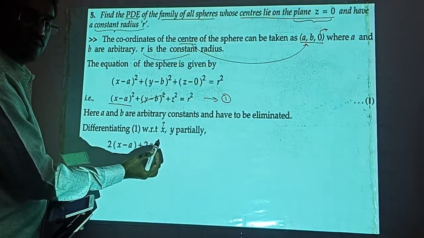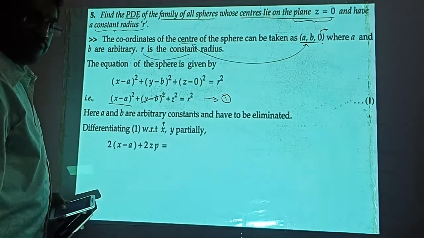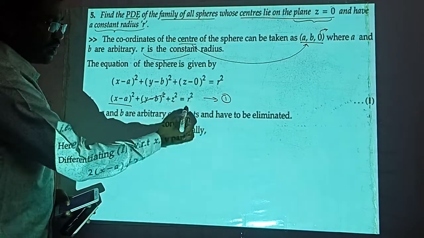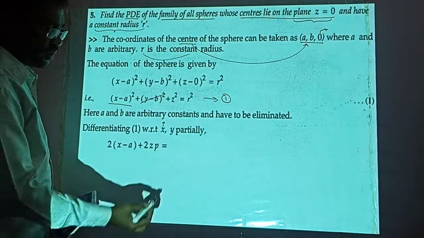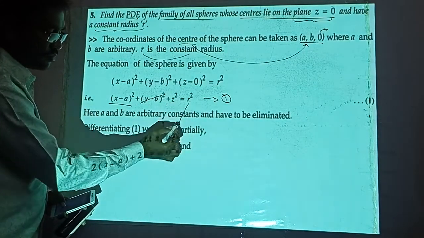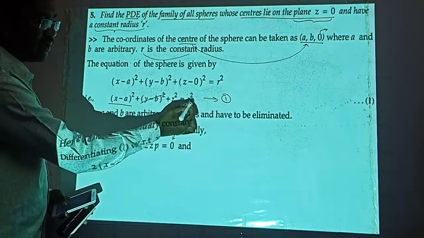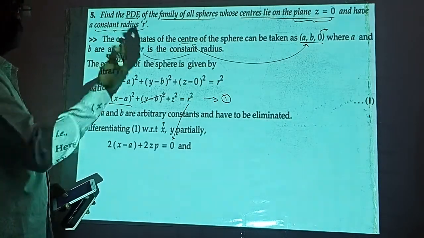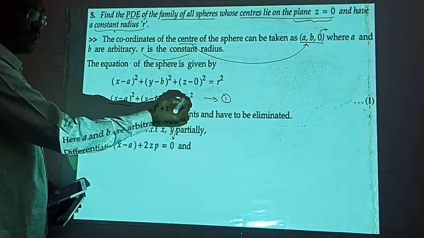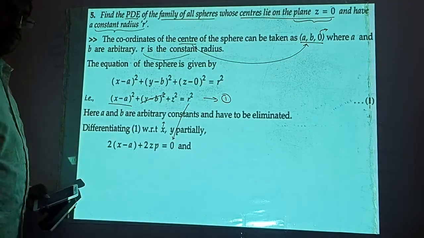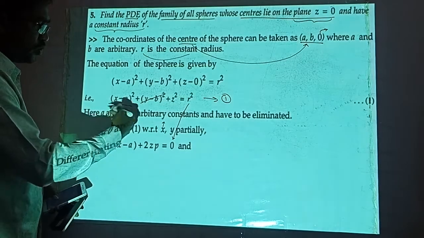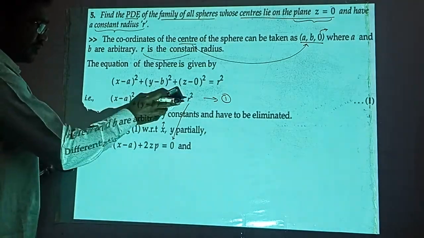What is dou z by dou x? We call it p. Here, what is the differentiation of r square? It is 0, because r is constant. It is not a varying quantity. So the differentiation of r square is 0. So this is the differentiation with respect to x partially.